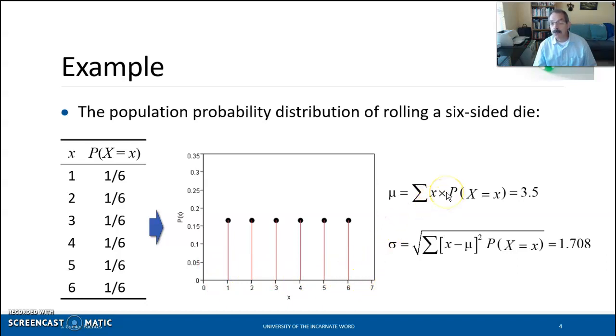Also, using the formulas that we learned at the beginning of chapter 5, here I have the calculation of the population mean, mu, which is 3.5, and then the standard deviation of the population, sigma, which is 1.708. Right, so here we know everything about this probability distribution.